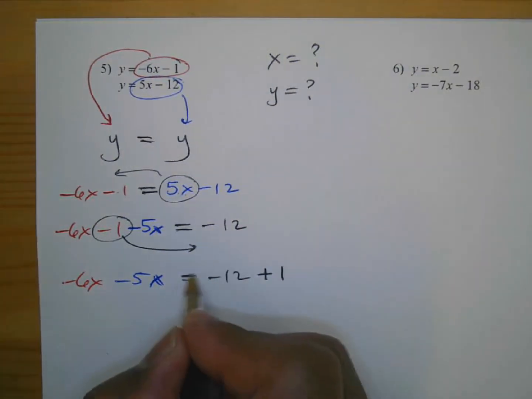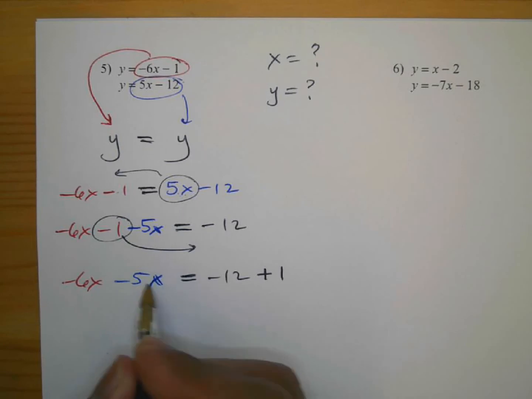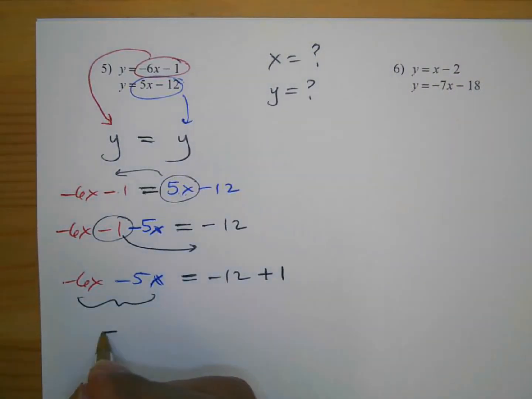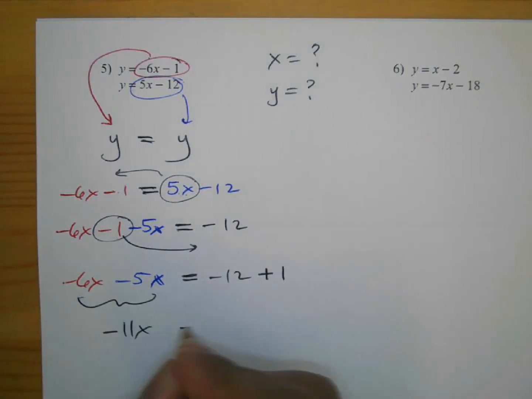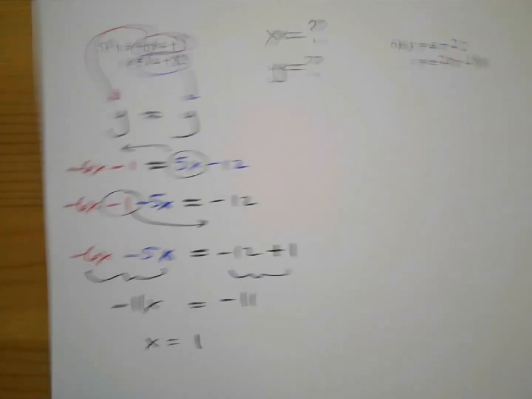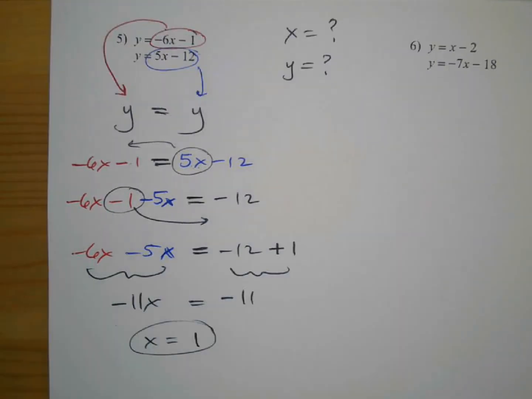All right, this is the way to solve equations, right? You want all the variables on one side, numbers on the other side. When you combine like terms, that'll be negative 11x equals, and combining like terms, that'll be negative 11. And you divide by negative 11, and you get x equals positive 1. Okay?